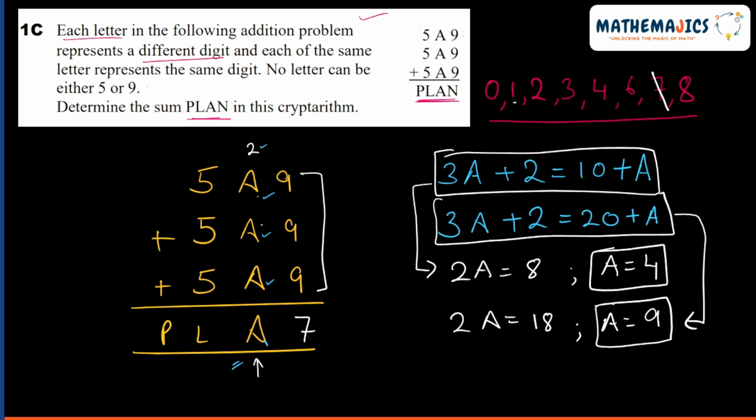But please understand, A equals to 9 is not possible. The reason being 9 is already used. We can't use 5 or 9. It is given in the question as well. We can't use 9. So A will be used as 4. A will be 4. Let's replace A.